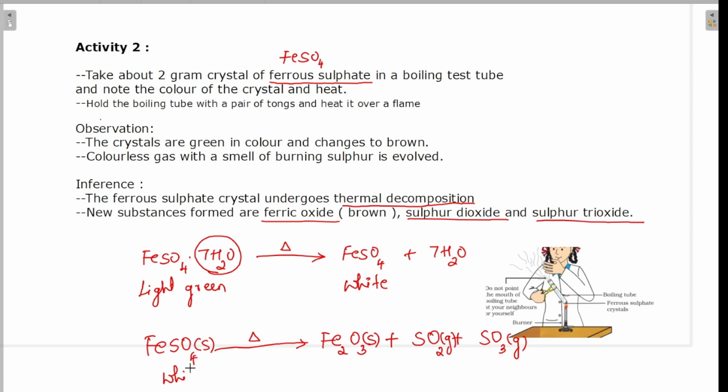This white ferrous sulfate is converted into brown color ferric oxide once it undergoes the thermal decomposition reaction. These two are colorless gases which are going to evolve with the smell of burning sulfur. So these are the products formed when ferrous sulfate crystals undergo thermal decomposition reaction. And don't forget to balance the chemical equation.